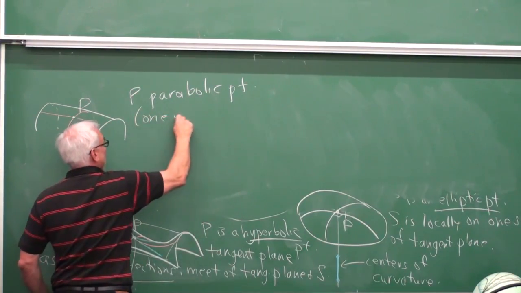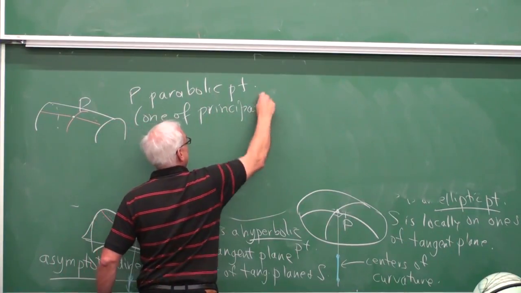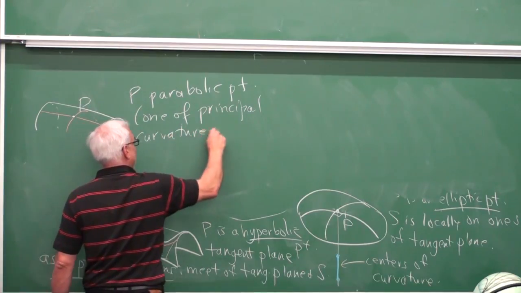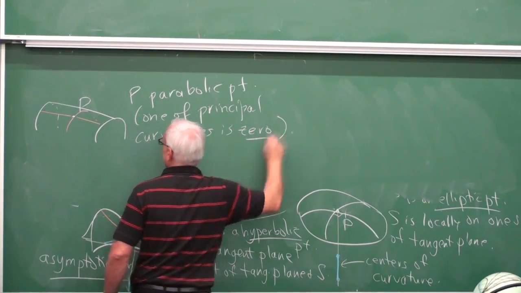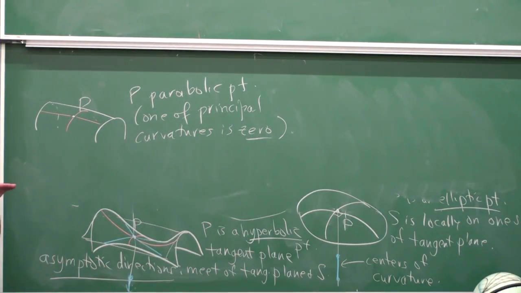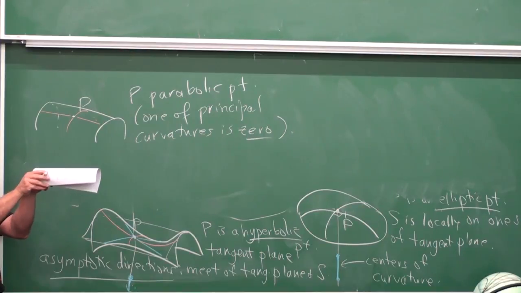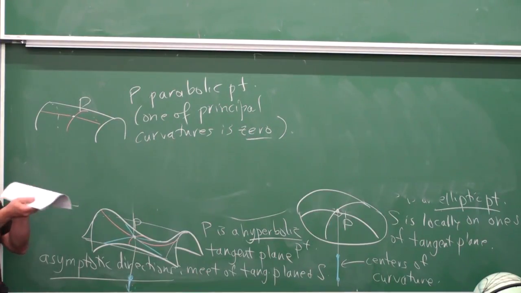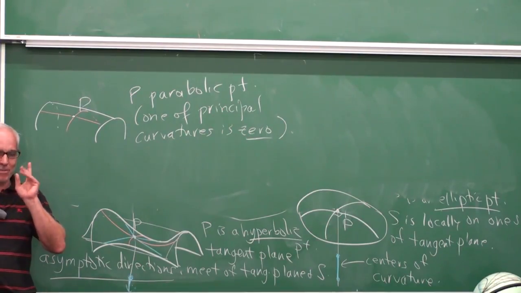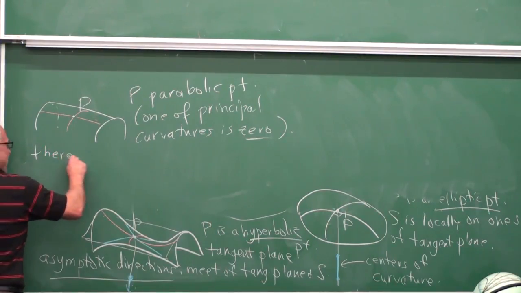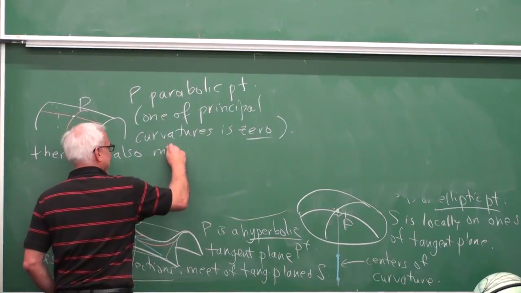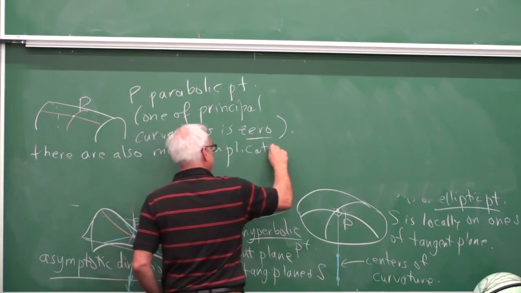And that means that one of the principal curvatures is zero. In other words, there's one direction where the surface is locally like a straight line. And that's what you get when you fold a piece of paper like this. Then in this case, everything is a parabolic point. There are, however, other ways of getting parabolic points. The parabolic story is actually a little bit more subtle. There are also more complicated examples of parabolic points.